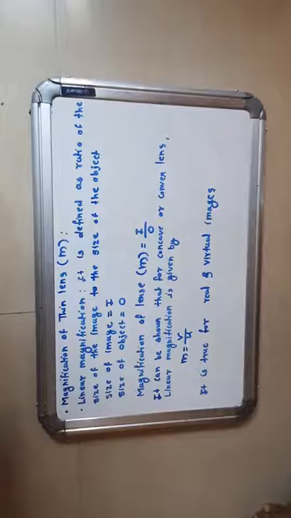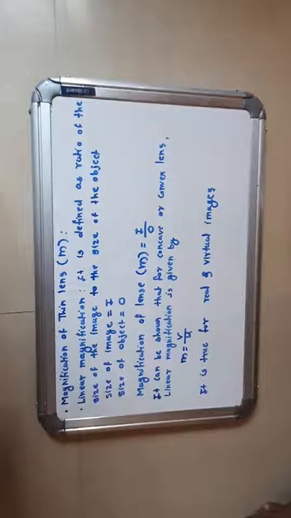Good morning, students. In the last lecture we discussed the lens maker equation, which is 1 upon f is equal to (mu minus 1) times (1 upon r1 minus 1 upon r2). In today's lecture we will discuss some terms like magnification of a thin lens, deviation by a thin lens, and power of a thin lens.